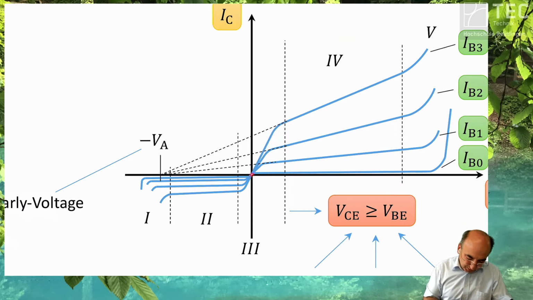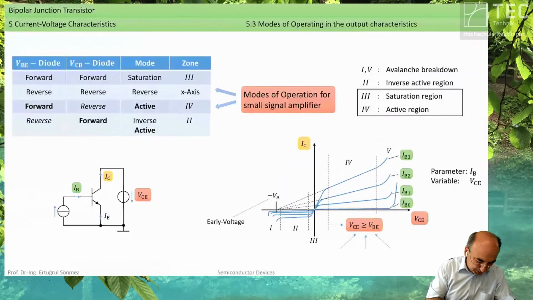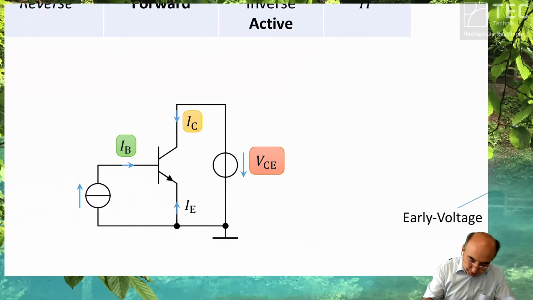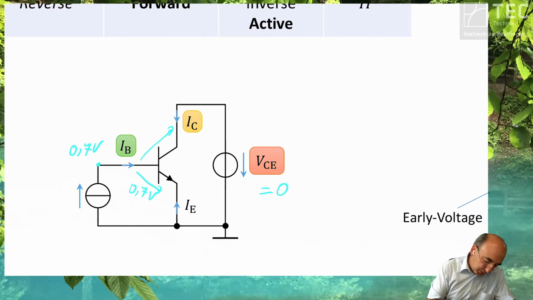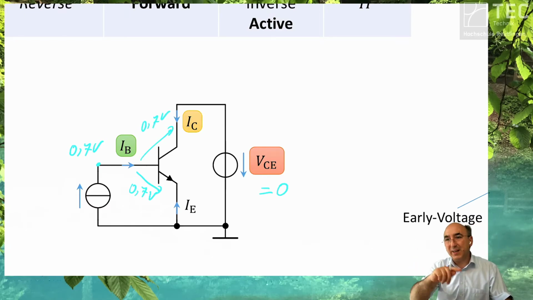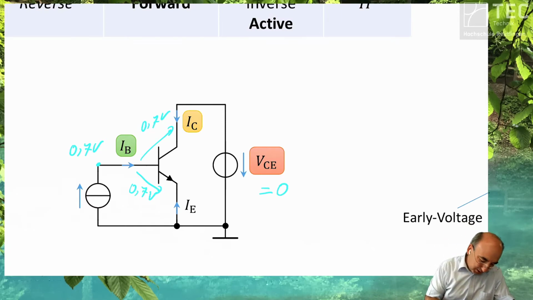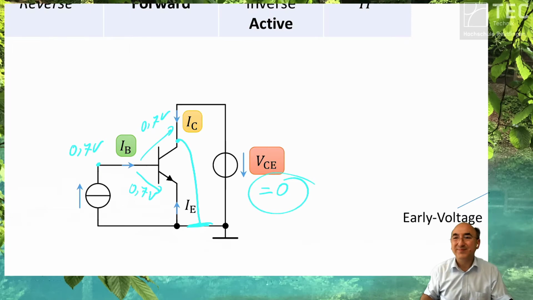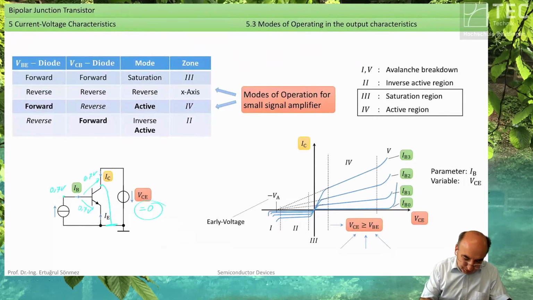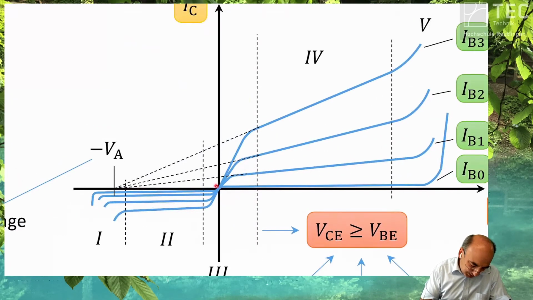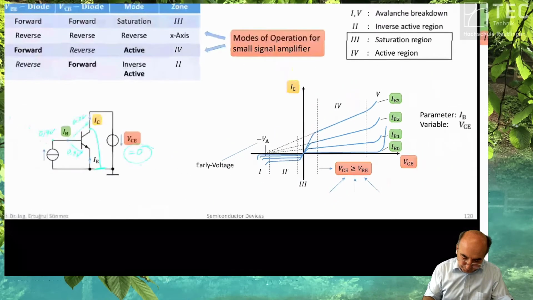So at collector emitter equal to zero, see here, if this is zero, and if this voltage is 0.7 volt, then this voltage is 0.7 volt, and also this voltage is 0.7 volt. So both diodes are forward biased with the same value because this potential is zero. Okay, therefore the collector current is zero, and the collector current increases and gets to this area, into the active area.